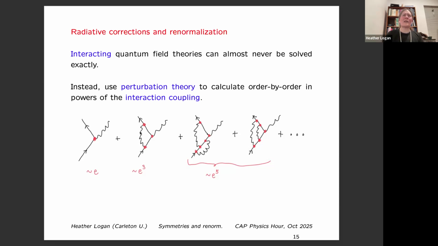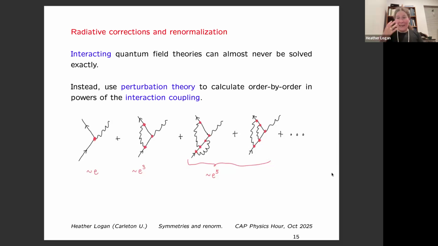But you can build up corrections to this, right? Like if the electron emits a photon, which then gets reabsorbed by the outgoing electron, this has 3 vertices in it, it's going to be e cubed. And then you can add another photon, that's going to be e to the 5th. And you can see there's more diagrams as you go to higher order in perturbation theory. And this sum continues forever, to e to the infinity, okay?